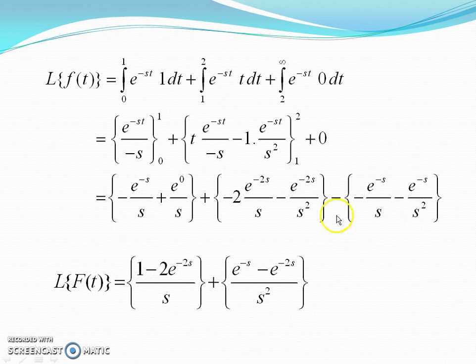So after simplification, we get the Laplace transform of the given function f of t is equal to 1 minus 2 e to the power minus 2s upon s, plus e to the power minus s minus e raised to minus 2s upon s square.